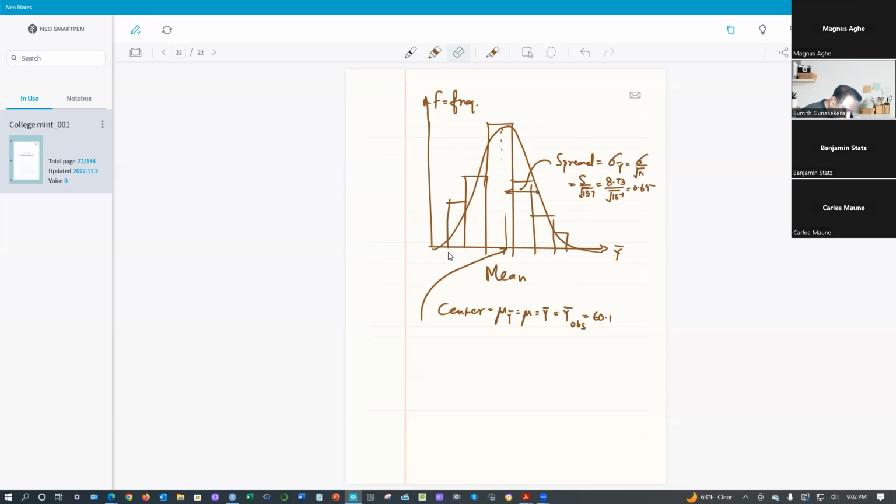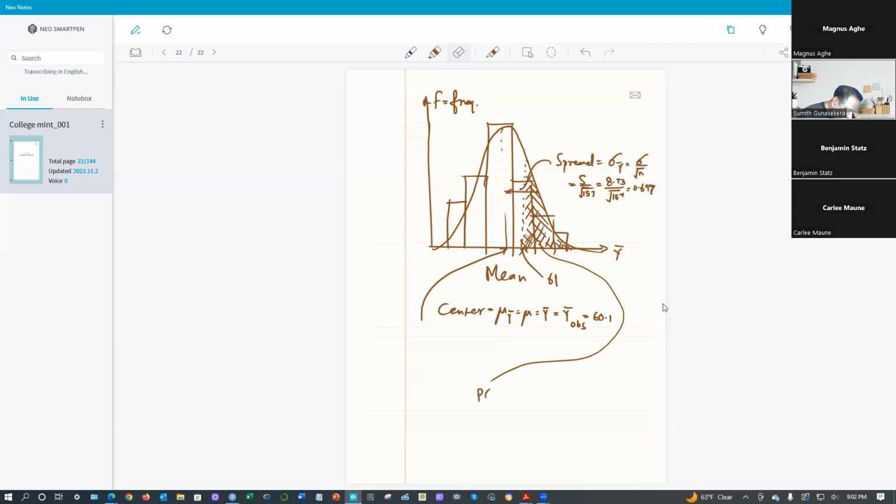See, my value is here, 61. I'm looking for the area under the curve more than 61. See that region, the shaded region. All of the shaded region, that area under the curve. I'm looking for the area under the curve, which is the probability.